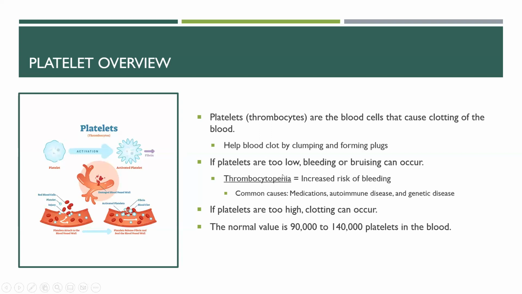Penia means less than, so that's less than the platelets I need. We've got some common causes of this, things like our medications, our autoimmune disease, our genetic disorders. All these different types of things can lead into thrombocytopenia. Now, once platelets are too high, clotting occurs. The normal blood value for platelets is 90,000 to 140,000 in the blood.